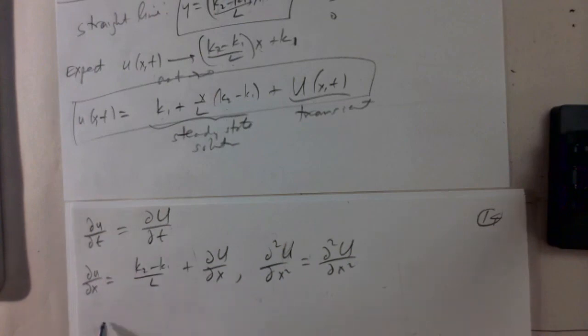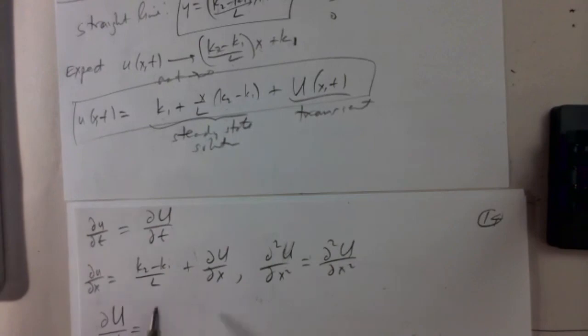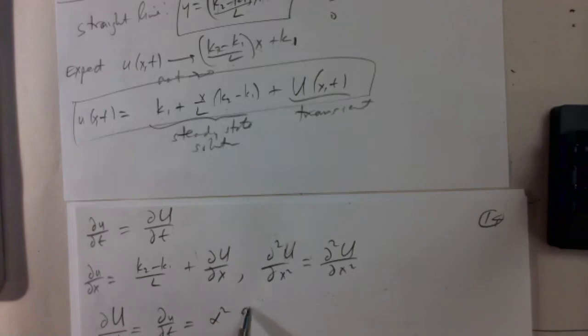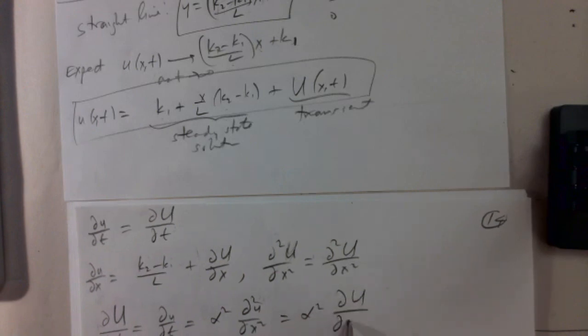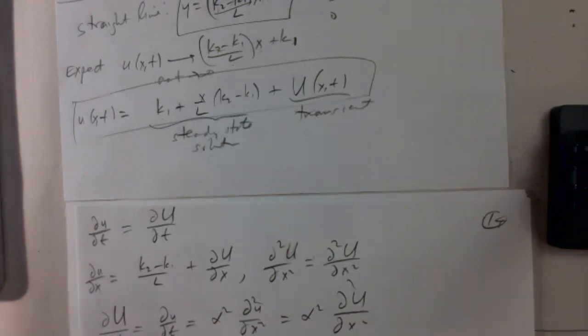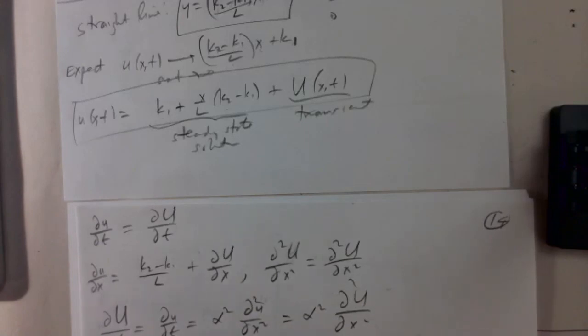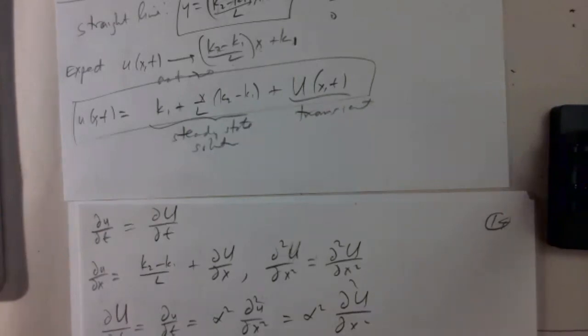So what we get is that the partial of capital U with respect to t, which is the partial of little u with respect to t, which is alpha squared times the second partial of little u with respect to x, is alpha squared times the second partial of capital U with respect to x. So u of x,t and little u of x,t both satisfy the partial differential equation that we're interested in.